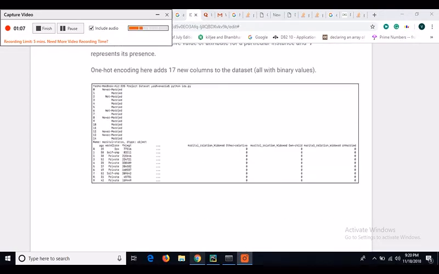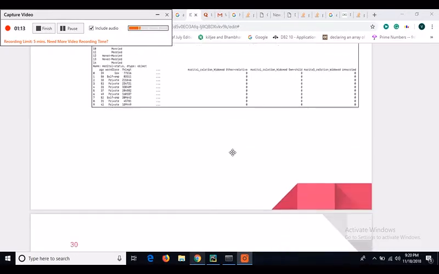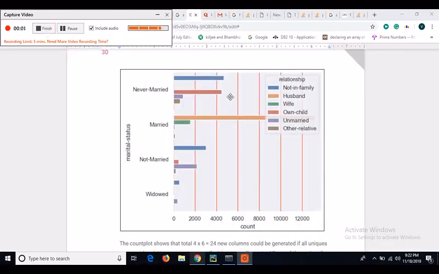This is the output that we will get. In this way, we get new column names such as marital relation widowed, other relative. Following is the count plot for the relationship and marital status attributes. This is the marital status and this is the relationship. We can see that for never married we do not have much data, and for husband, not much data either. Similarly, some of the other attributes have very little data.